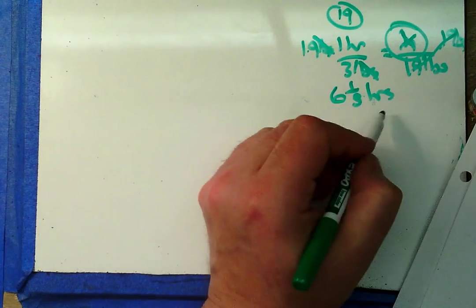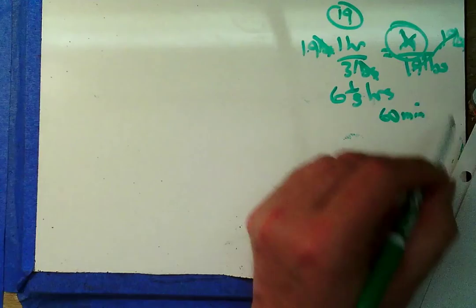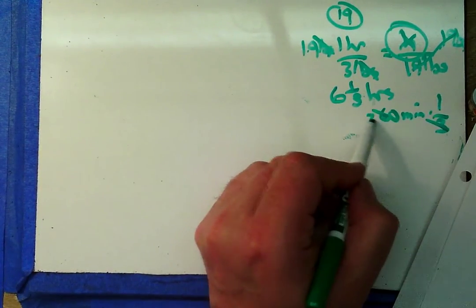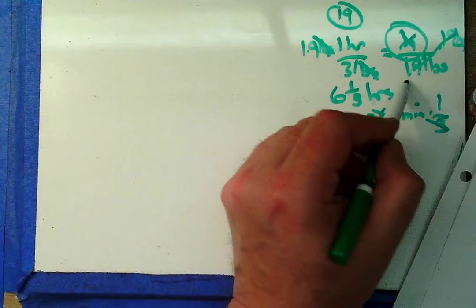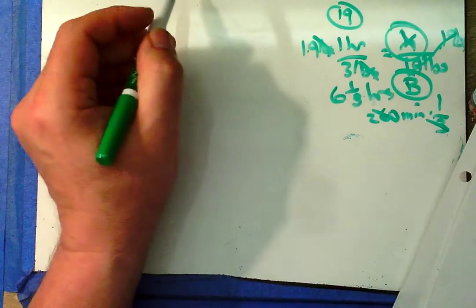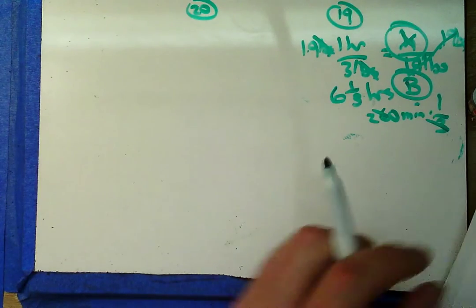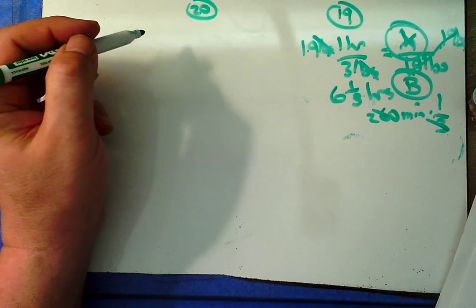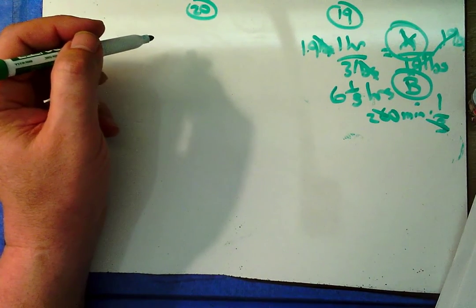Well, I know that there are 60 minutes in an hour, and so 1/3 of 60 is 20 minutes. 20 minutes is 1/3 of an hour, which is why choice B is our choice for number 19. Let's take a look at number 20. Number 20, the line intersects parallel lines, angle measures shown. What is the degree of angle A?